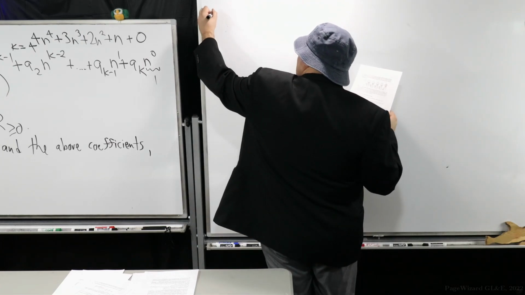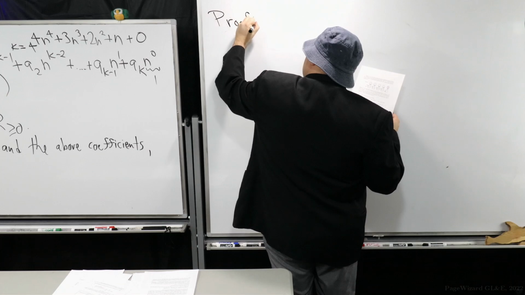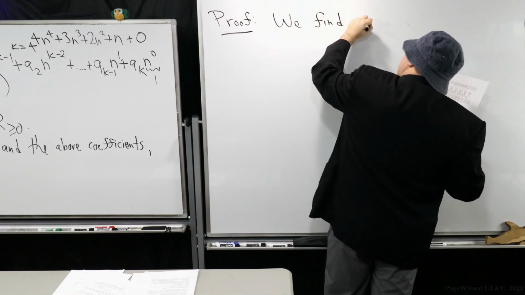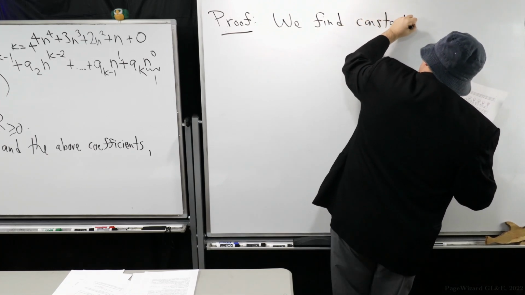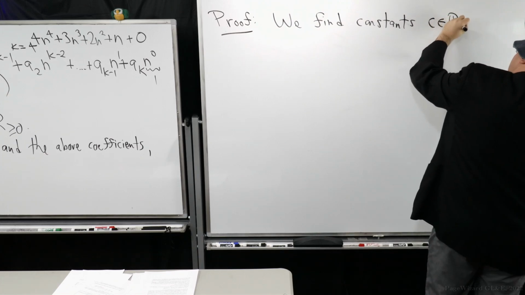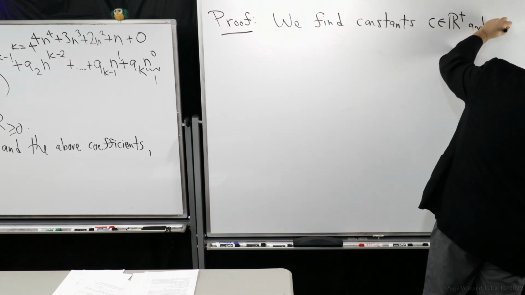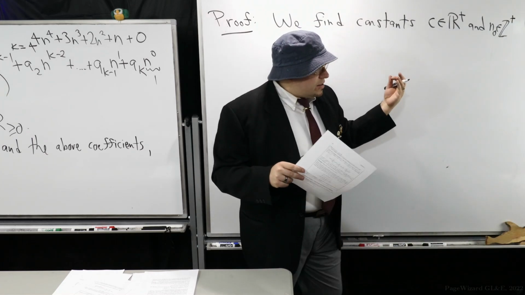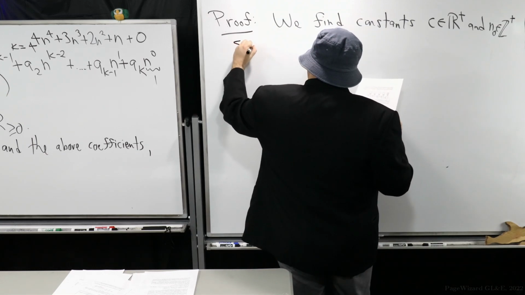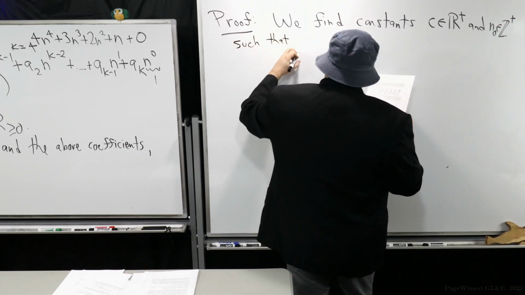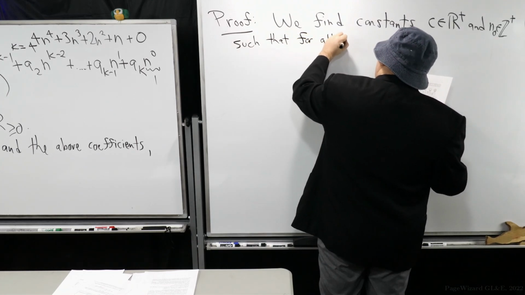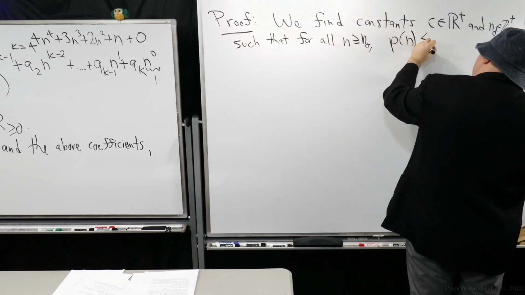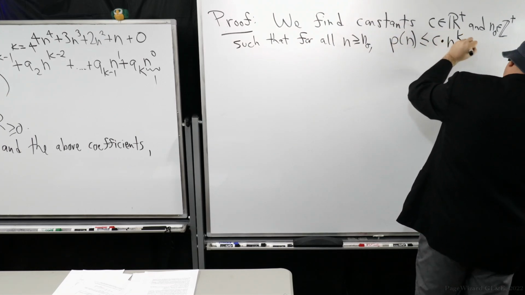So, as usual, I give you the game plan. We find constants c, a positive real number, and n0, a positive integer. We find these two constants such that for all n greater than or equal to n0, p of n is less than or equal to c times n to the power of k.